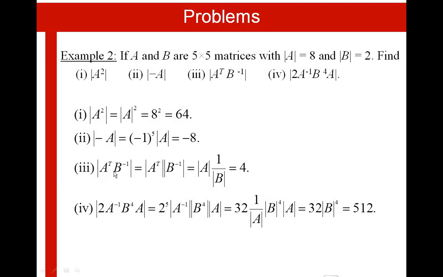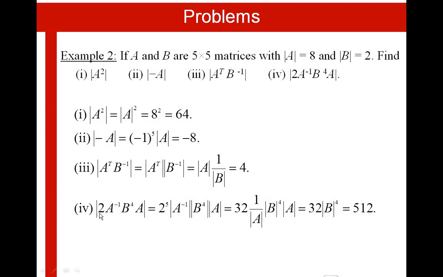Thirdly, we need to calculate the determinant of A transpose times B minus 1. This is equal to the determinant of A transpose times the determinant of B minus 1. The determinant of A transpose is the same as the determinant of A, and the determinant of B minus 1 is equal to 1 over the determinant of B. The determinant of A is 8, the determinant of B is 2, and 8 over 2 is 4. Therefore, the determinant is equal to 4.